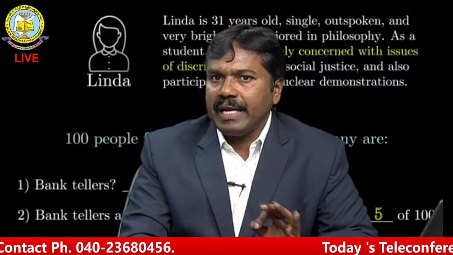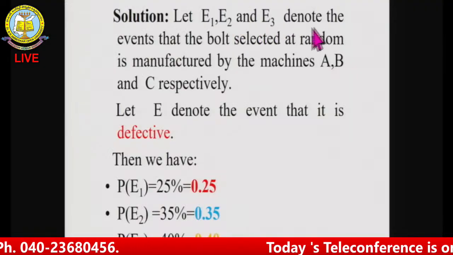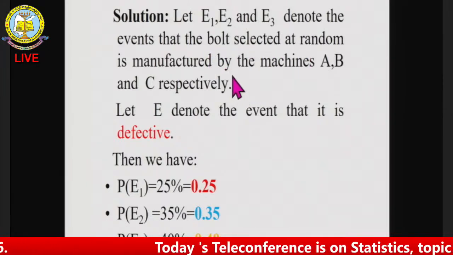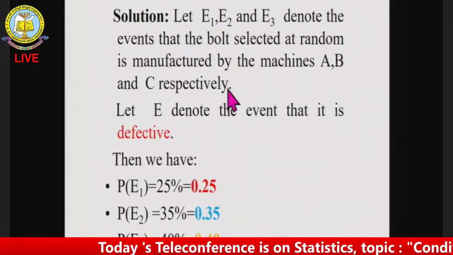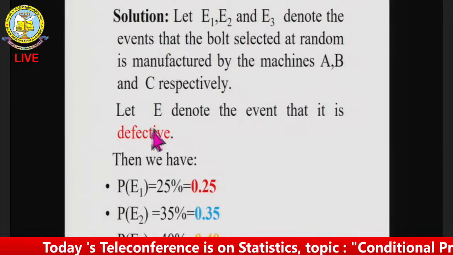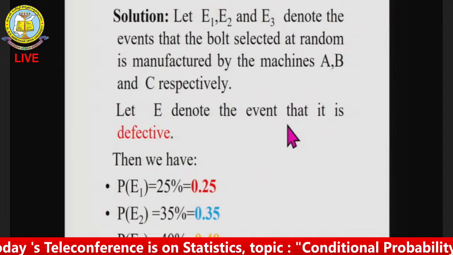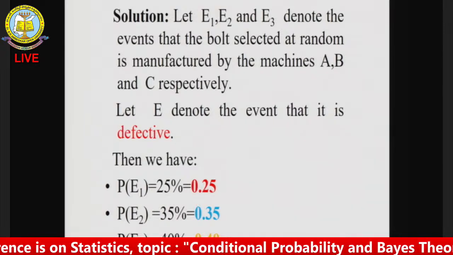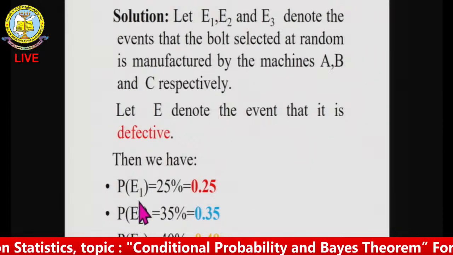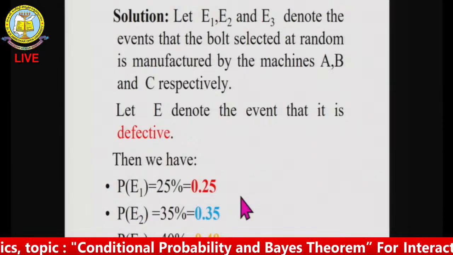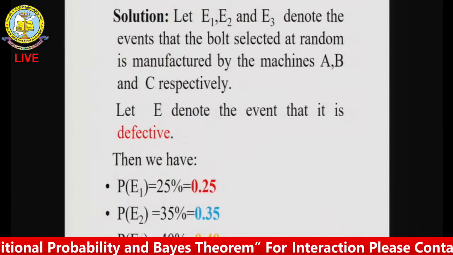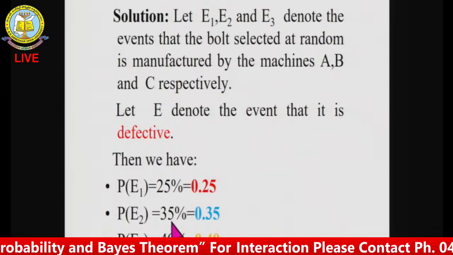Now I would like to find this out. Let us assume 3 events E1, E2, E3 denote the event that the bolt selected at random is manufactured by machine A, B and C respectively. Let E denote the event that it is defective. I would like to find the defective item. We are already given probability of E1 as 25%, that is 0.25. Probability of E2 is 35%. Probability of E3 is 40%.